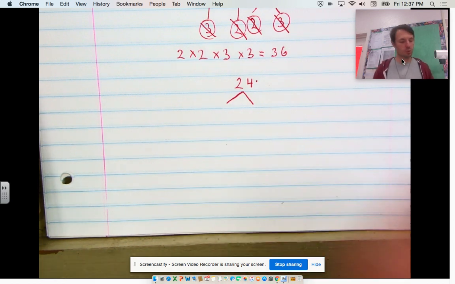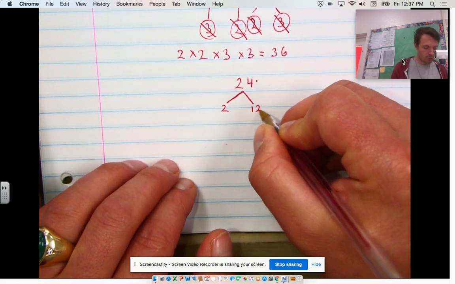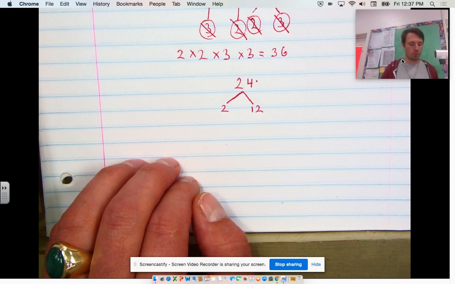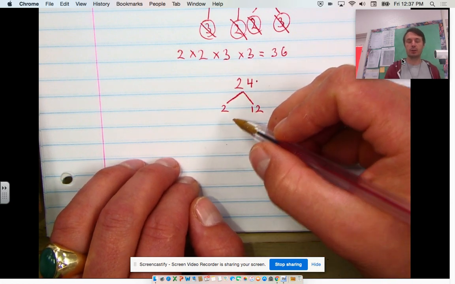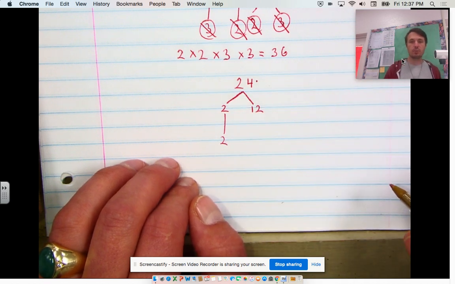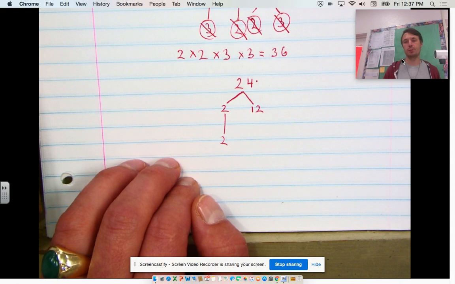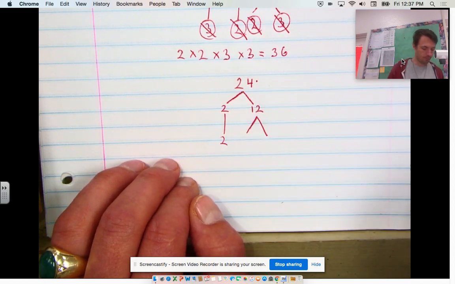You could pick 2 and 12. You could pick 3 and 8. Let's do 2 and 12. Okay, now we look at these two numbers. We decide if either of them are prime. 2 is prime because it only has two factors, 1 and 2, so 2 drops down. 12 is composite because there's more than two numbers that can be multiplied together to equal 12. So we drop it down.